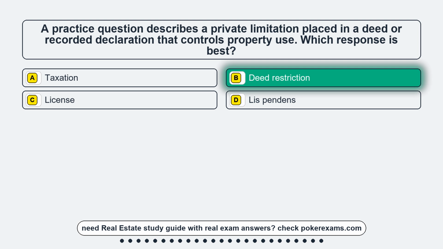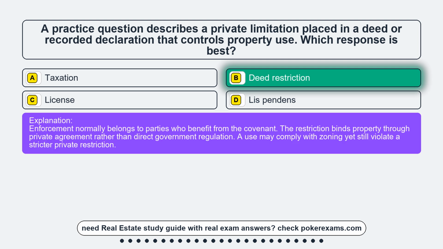Deed restriction. Enforcement normally belongs to parties who benefit from the covenant. The restriction binds property through private agreement rather than direct government regulation. A use may comply with zoning yet still violate a stricter private restriction.